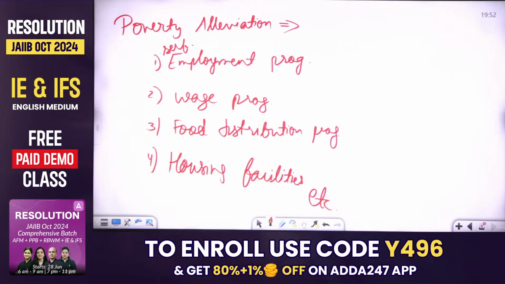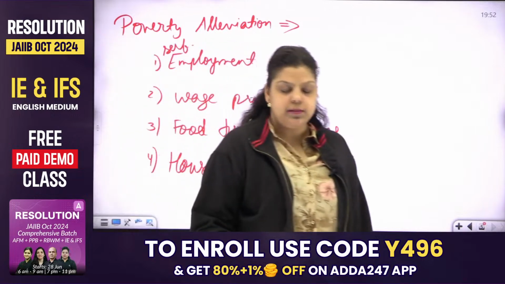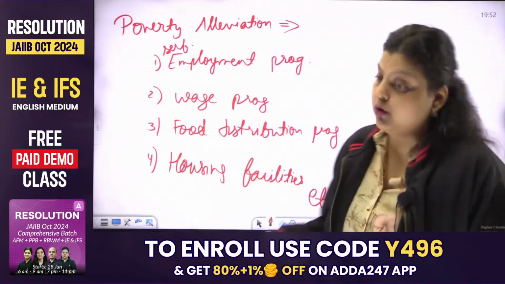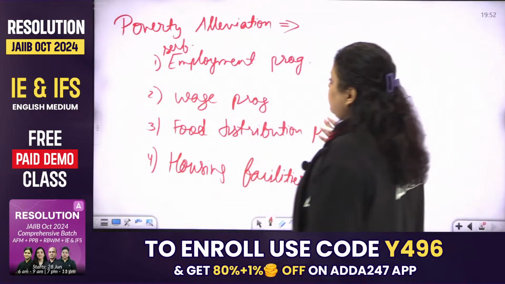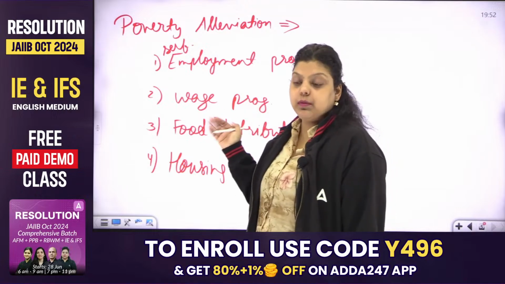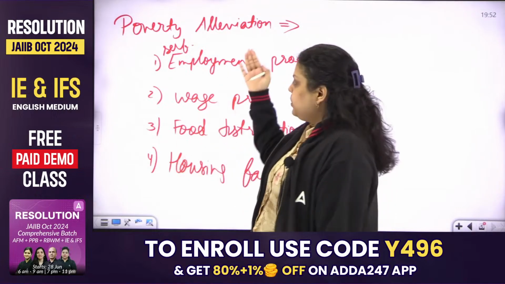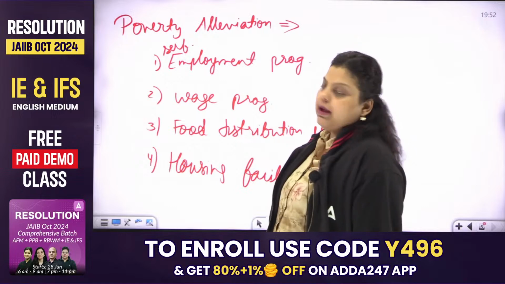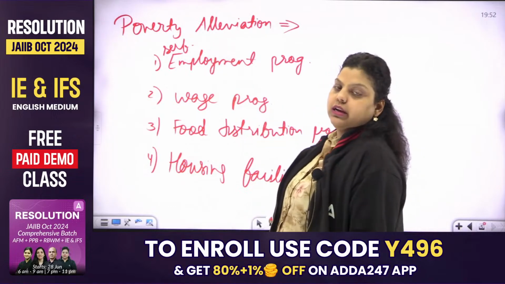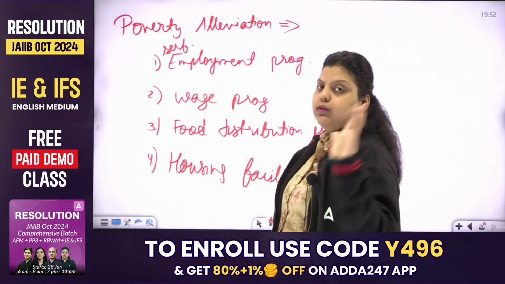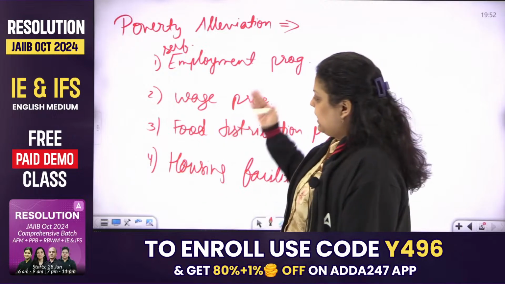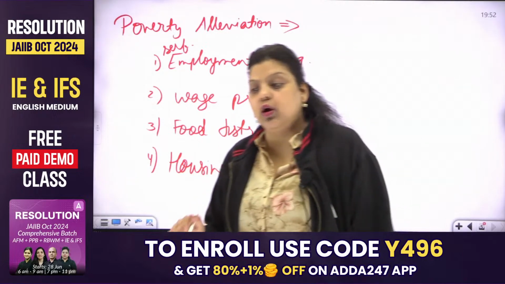How much food should be distributed, at what price? At what subsidized rate? What wages should be provided to the person to whom we are providing wage employment opportunity? Then in case of self-employment, how much loan should be provided to that person so that he will be capable of starting his own business? All these are the ways by which we can make sure that poverty will be reduced or eliminated from the country. And this all will be done under economic planning.